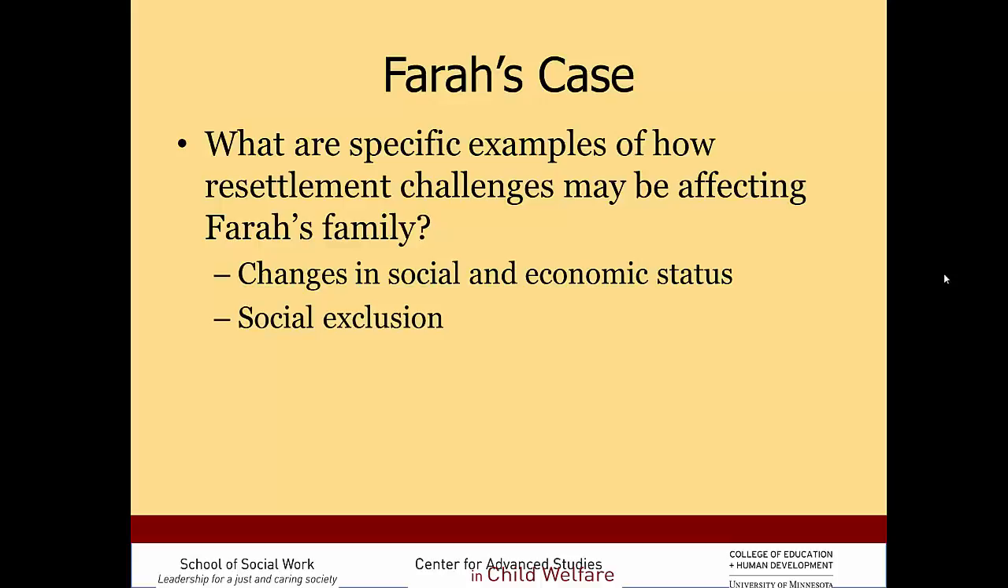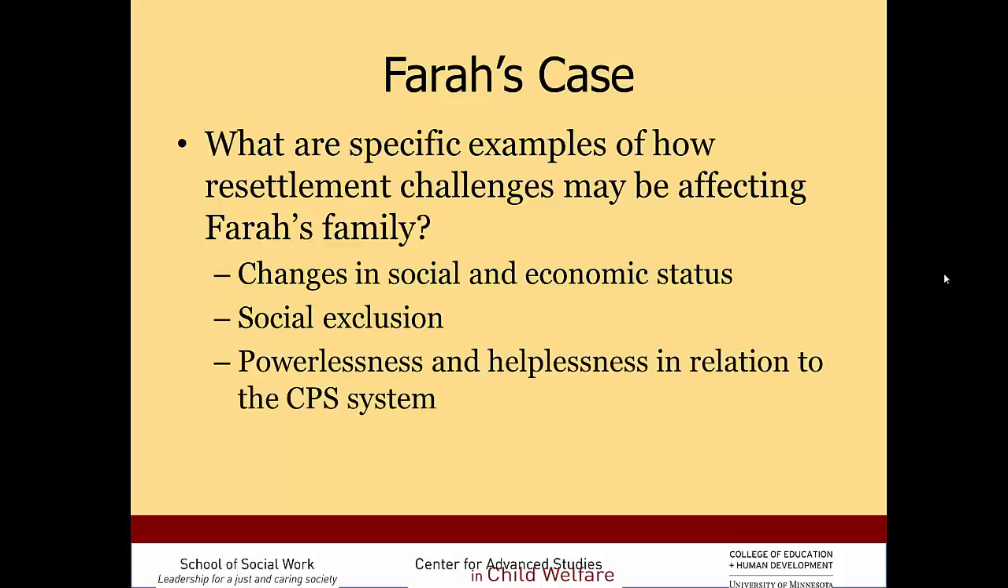Being separated from their home country and their social networks, the family was facing social exclusion in their new environment. Also, the family experienced powerlessness and helplessness in relation to the child protective system, which they did not understand, and they were also struggling to have their own culture and values understood. These are just a few of many examples of how resettlement challenges affected this family.